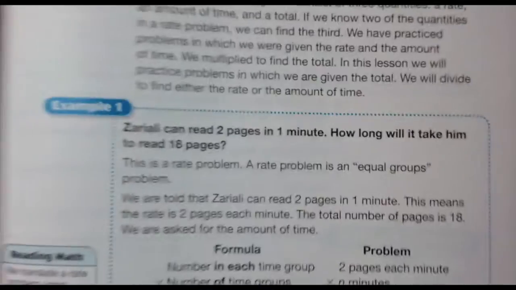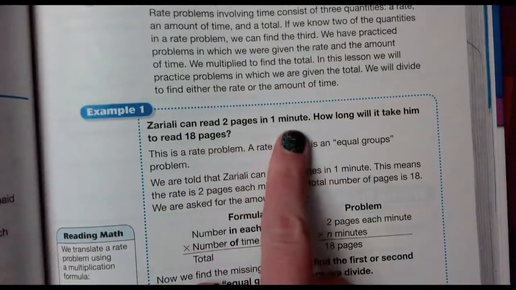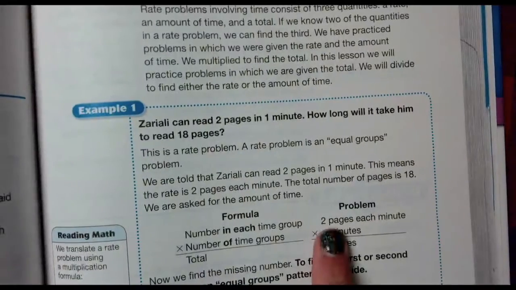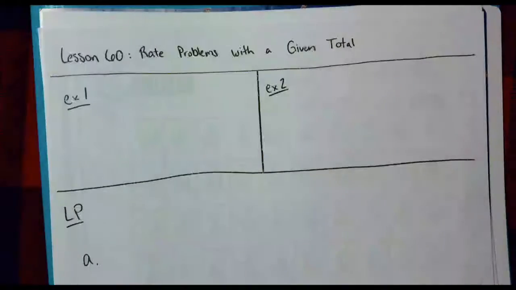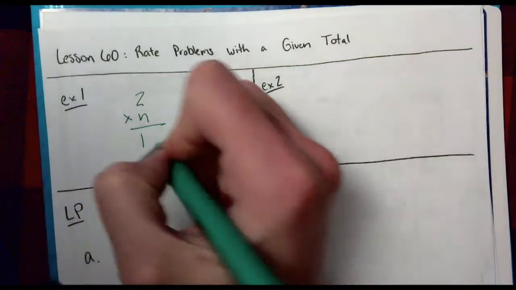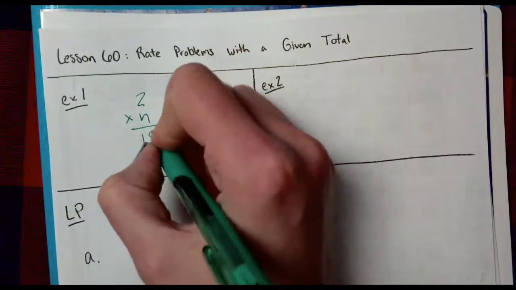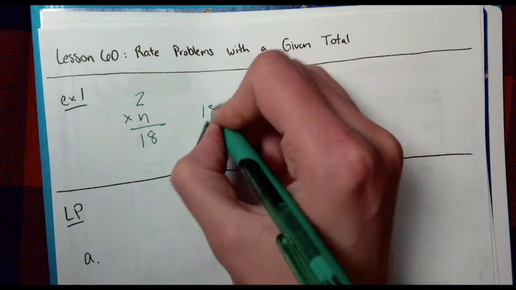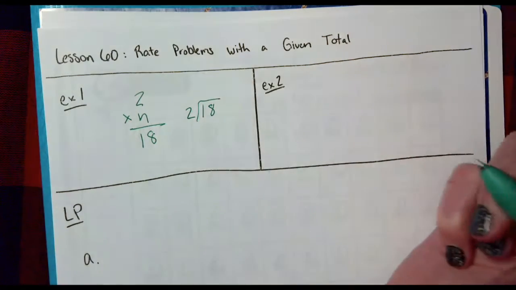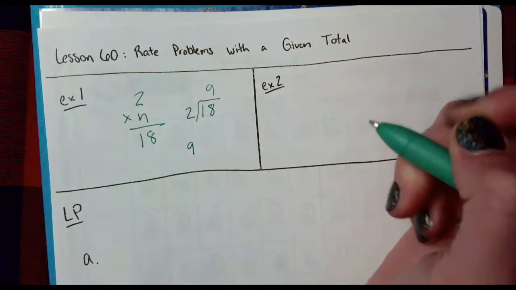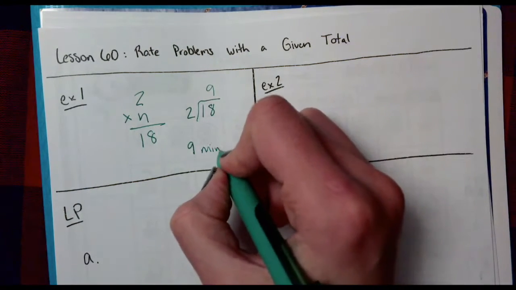So example 1 says Zariali can read 2 pages in 1 minute. How long will it take him to read 18 pages? So 2 pages in each minute times how many minutes equals 18 total pages. Well, remember the opposite of multiplication is division. So we can do 18 divided by 2. 18 divided by 2 is 9, so we get 9 minutes.